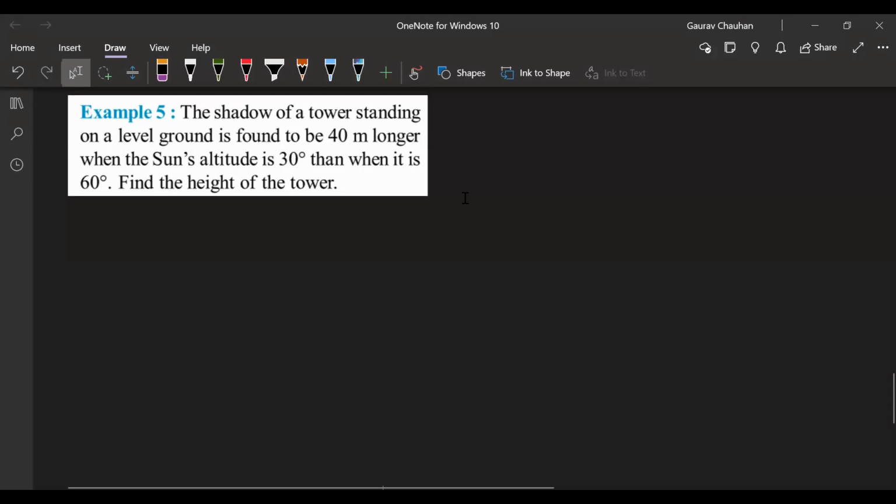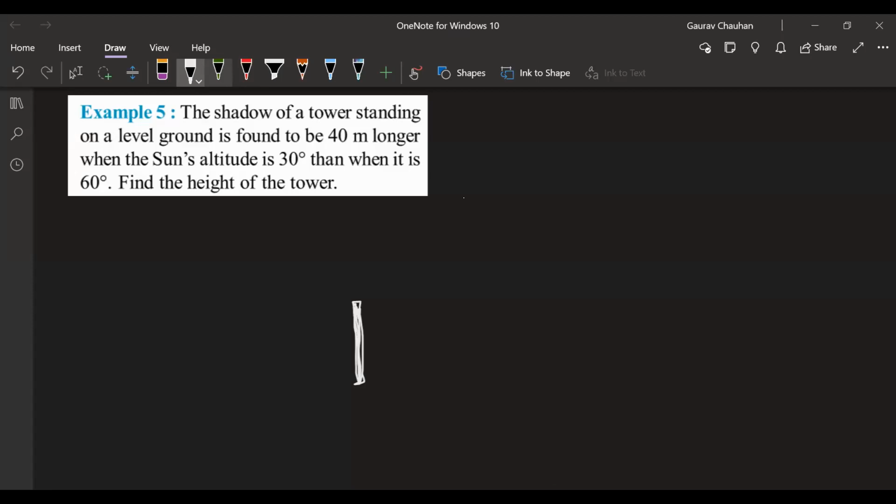Now in this particular question, it talks about the shadow of a tower. So basically, there's a tower involved, and this tower is making shadows. Why does any tower make shadows? Because the sun is somewhere, and that's why it's making shadows.